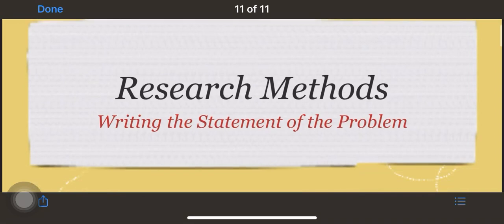Hello everyone. These slides will focus on writing the statement of the problem. These slides are applicable for both thesis writing and business planning, also including project study and capstone projects. In every research, kailangan very specific kung ano talaga ang problem na gusto nyong isolve or gusto nyong i-prove. So here are the tips on writing the statement of the problem.